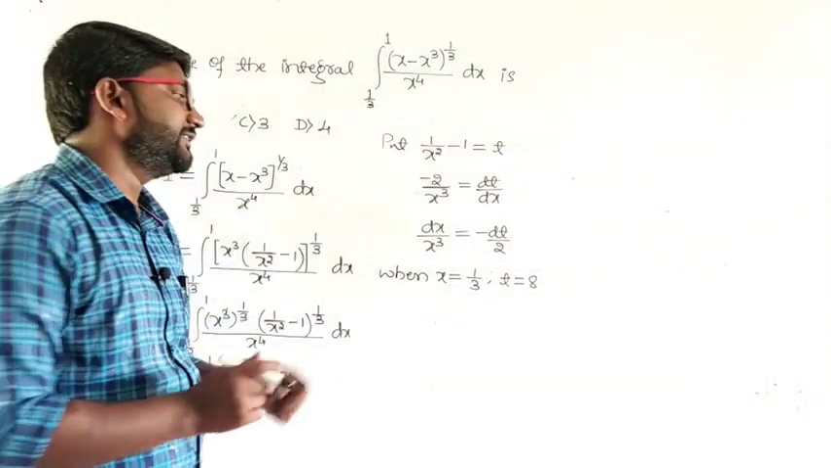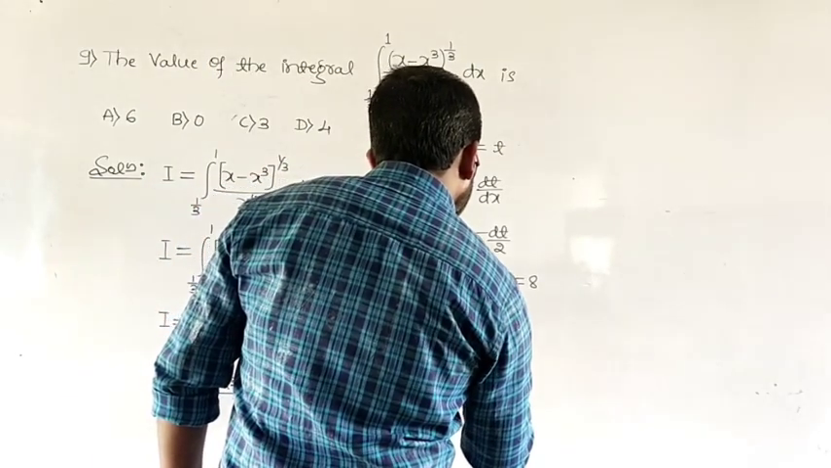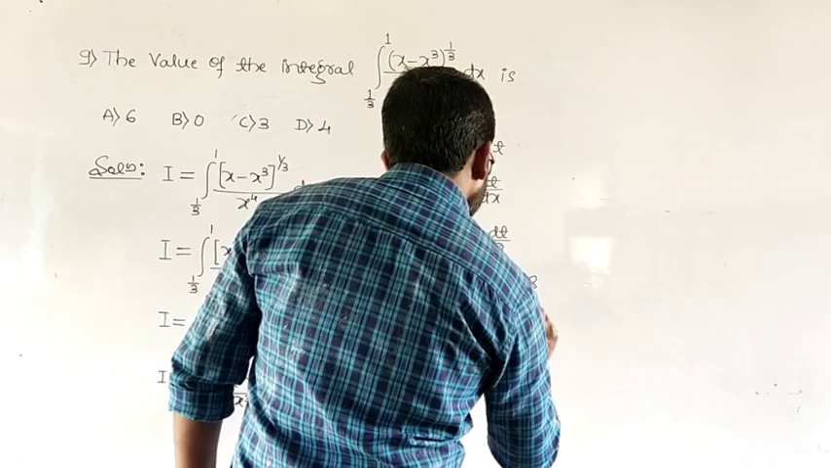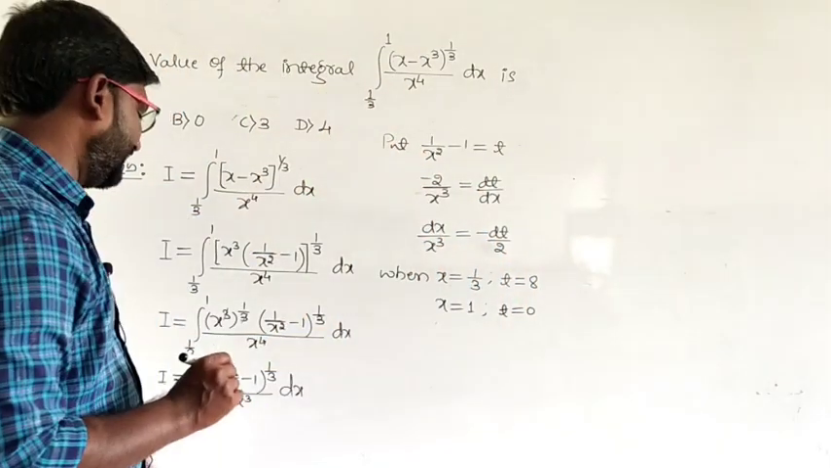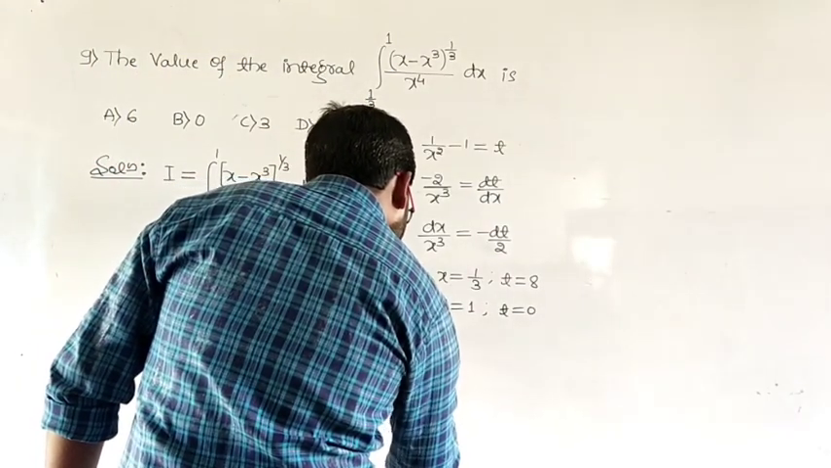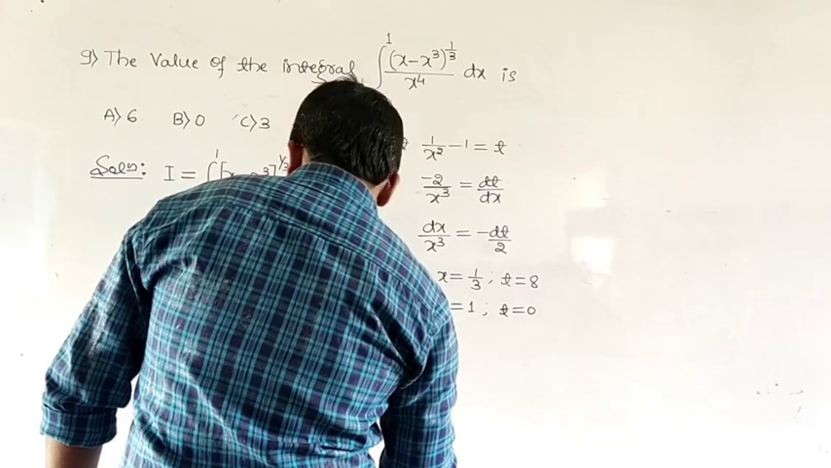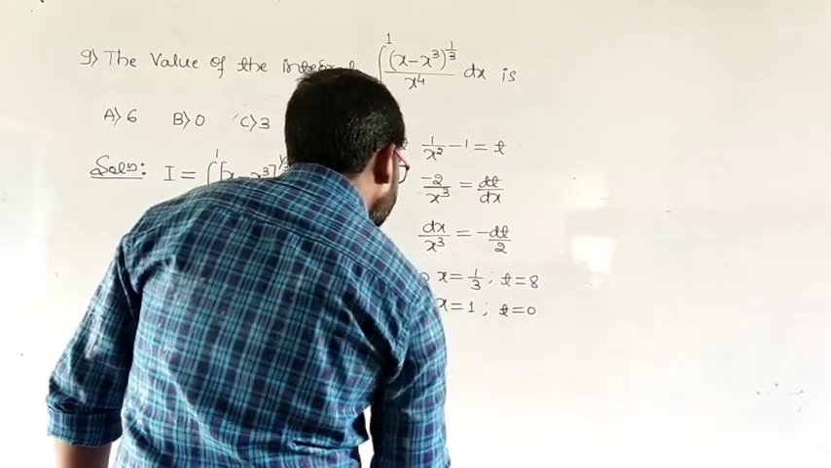1 minus 1 is 0. So when x is 1, t becomes 0. We have to rewrite the integral. So I, which is equal to the integral, what are the limits now? 8 to 0.